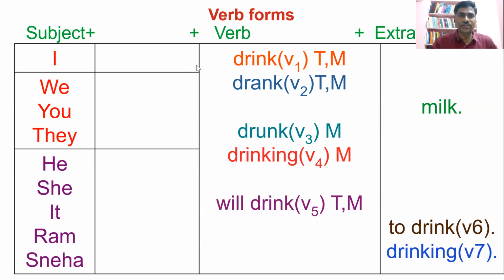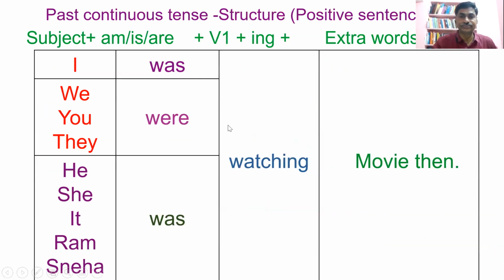So the point I want to mention here is this: whenever we use drunk and drink, we have to take the help of a helping verb to make complete sense. So here, was is watching is there, movie. So I was watching a movie. For the subject I, we are using was. We were watching a movie then.